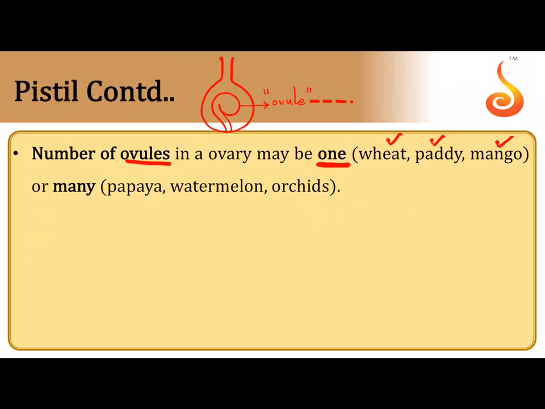You all know that the ovule, after fertilization, much later, following sexual reproduction stages, becomes a seed. So one ovule, how do you know that the plant had one ovule? If the fruit has only one seed. Now if you see fruits like papaya, watermelon, and some of the orchids, you will see that they have many seeds in them. When you say that they have many seeds, that means they have many ovules in their ovary. So remember, the number of ovules may either be one in the ovary or it may be many. Examples you have to learn.